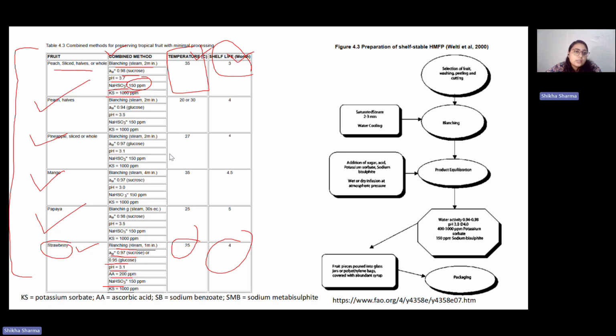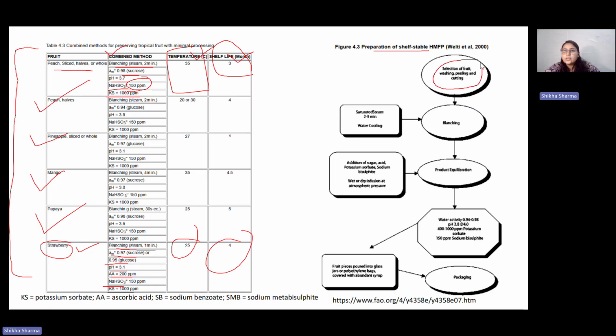And we can see these hurdles are not very strong hurdles, so we are just using them as mild treatments, and because of the combination of these mild hurdles only, the fruit quality can be retained properly, and simultaneously we can achieve a good shelf life at the normal temperature itself. So this is the preparation of the shelf-stable high moisture fruit product.